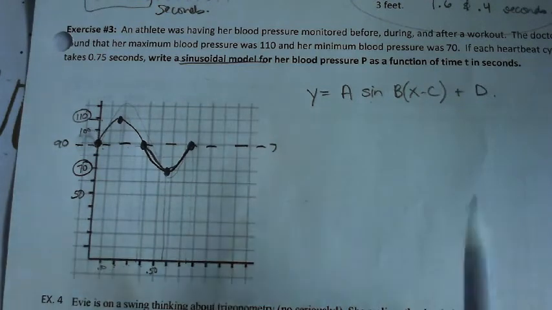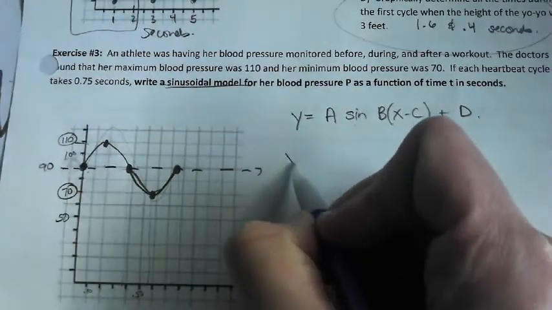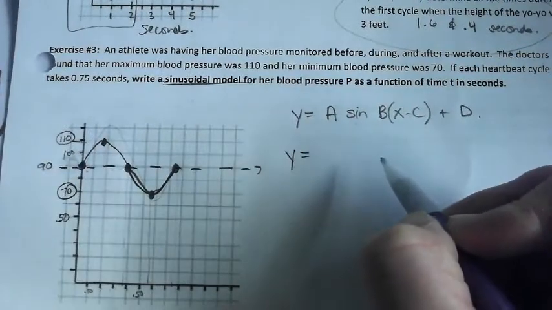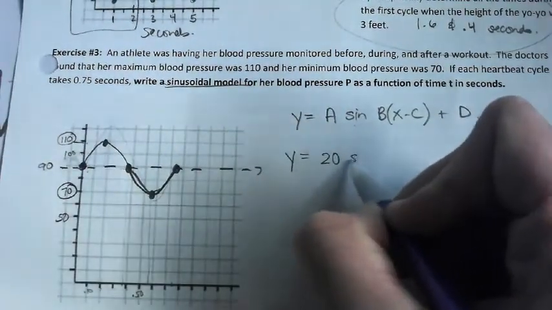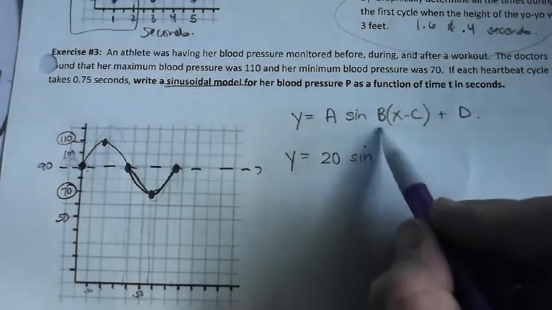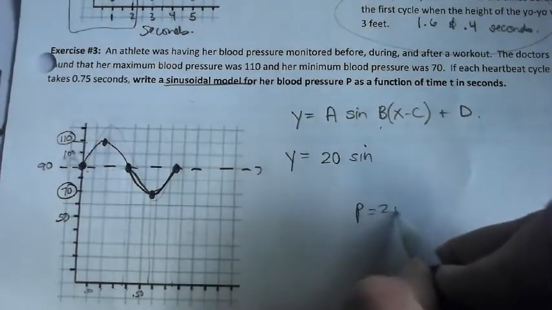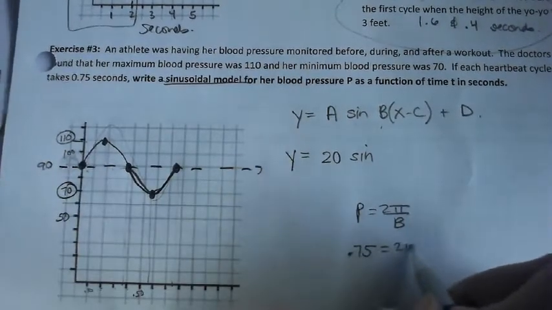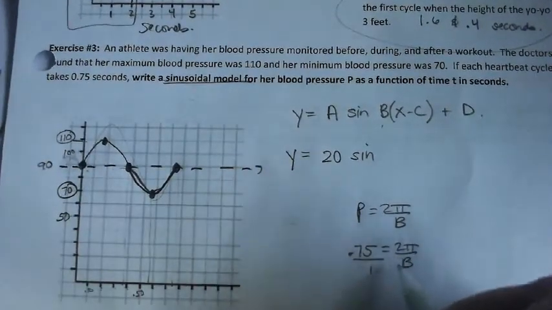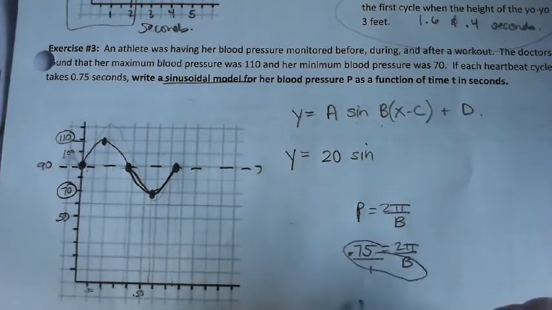At any rate, what is the amplitude? 20, from 90 to 110, 20. Sine, B, have to calculate. Period equals 2 pi over B. Our period is 0.75. So it's not going to be a nice looking B, but who cares?